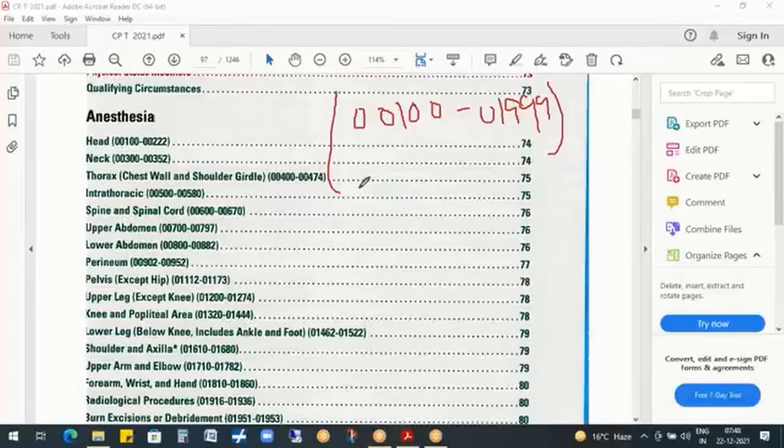Next point. Anesthesia codes are used only for anesthesiologist and CRNA. C, R, N, A, CRNA. You can see my screen. Who will use anesthesia codes? Anesthesiologist and CRNA. Write down.